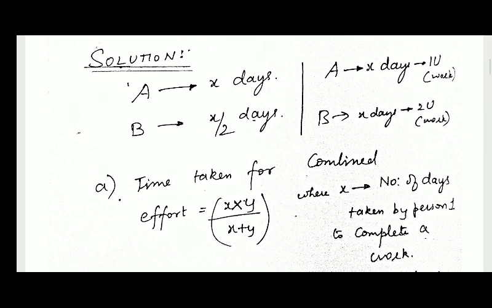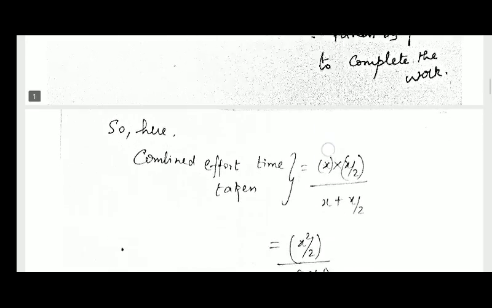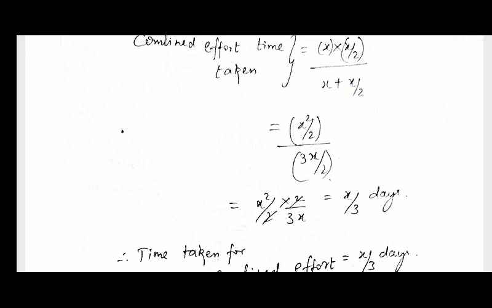Now let us address the first question. We already know that the combined time taken by both the persons to do a particular task can be given by the basic formula x into y by x plus y, where x and y are the individual times taken by A and B to complete a particular task. Now, having that in mind, here the two values are x and x by 2 respectively. So, applying that in the formula, what we get is x by 3 days. So, this is nothing but the combined time taken for completing a particular task.